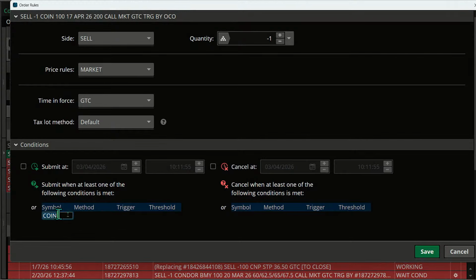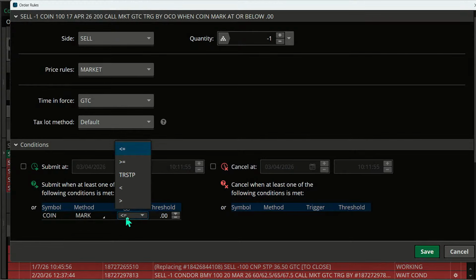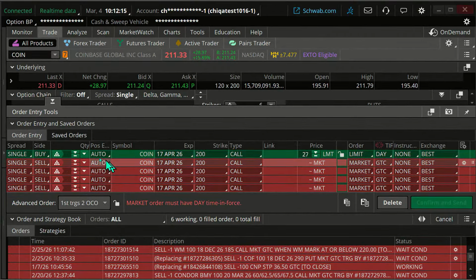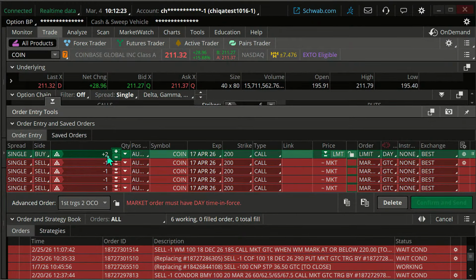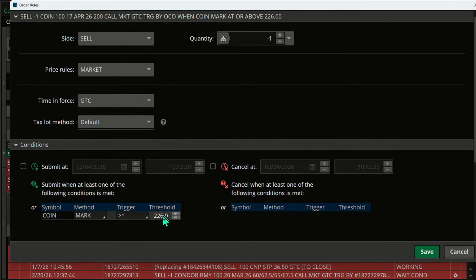And we're going to say we're going to get out of this Coinbase if we hit greater than or equal to, I wrote it down, $226. That's going to get me out of this. Now, I'm going to do more than one contract, though. There's going to be two contracts of this one. We're going to get out of one of those two contracts if the stock hits 226 or above.